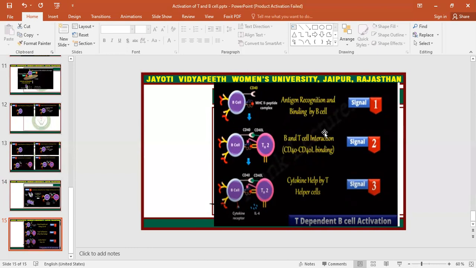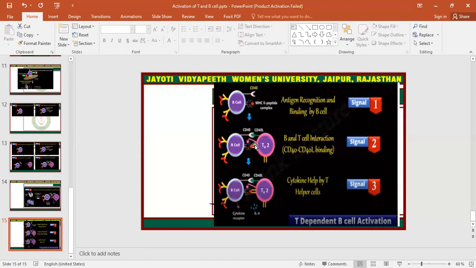The T helper cells will come, and the T helper cell will bind to the CD4 receptor of the major histocompatibility complex, and another portion of the T helper cell receptor will bind to the MHC class 2 molecule. This is the signal number 2.